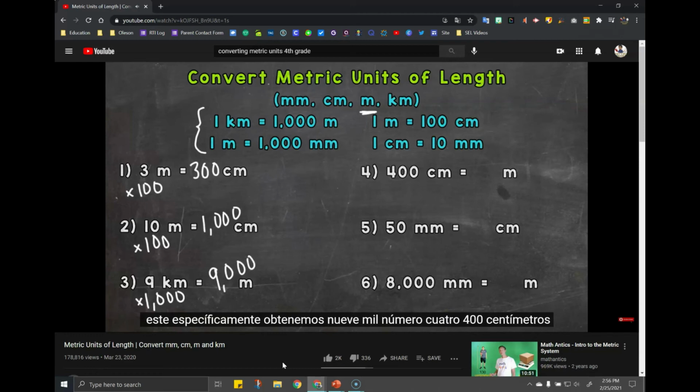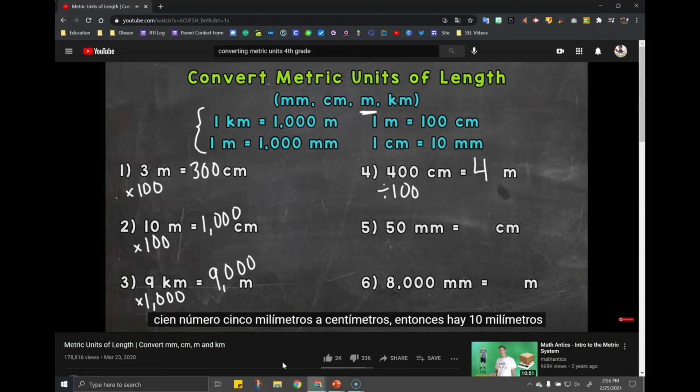Number 4, 400 centimeters equals how many meters? Well, in each meter, there's 100 centimeters, so we need to take that 400 and split it into groups of 100. Each one of those groups of 100 equals a meter. So we need to do 400 divided into groups of 100, or meters there, and we end up with 4. So centimeters to meters, divide by 100.